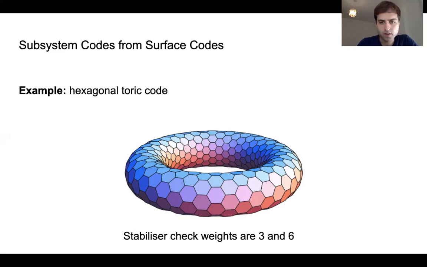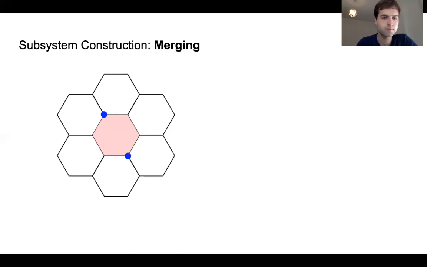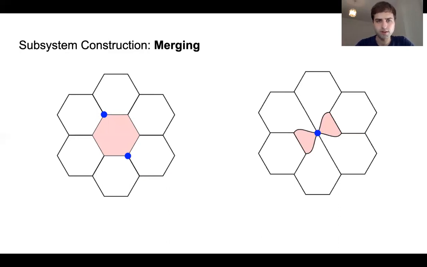And the code is defined by associating a qubit with each edge, a Z check with each face, and an X check with each vertex. So we have stabilizer weights of 3 and 6. Now we can construct a subsystem code by merging the two vertices on the opposite side of each face.